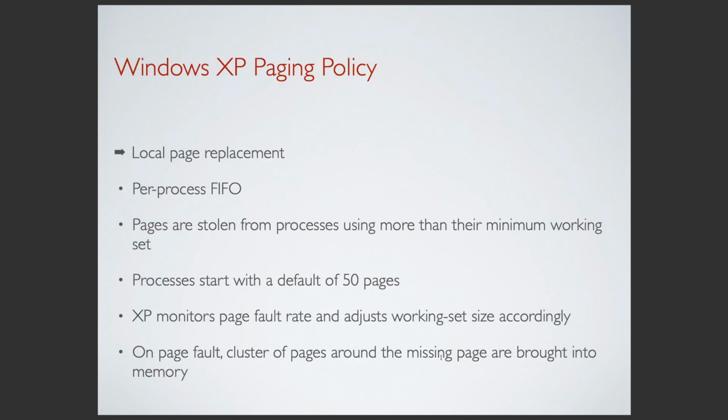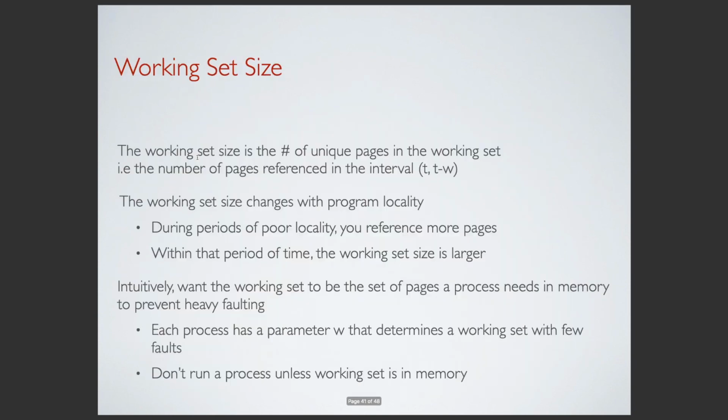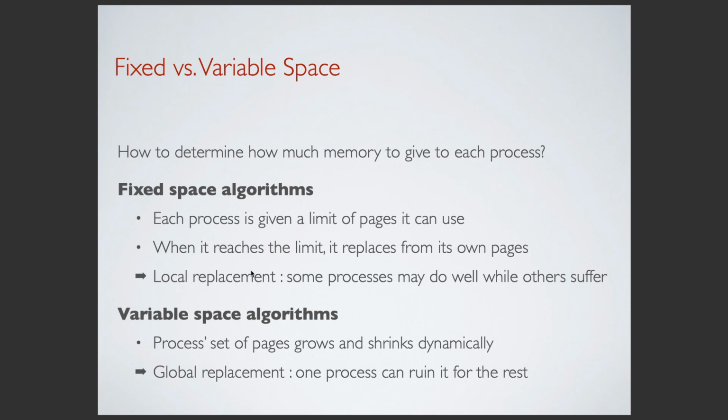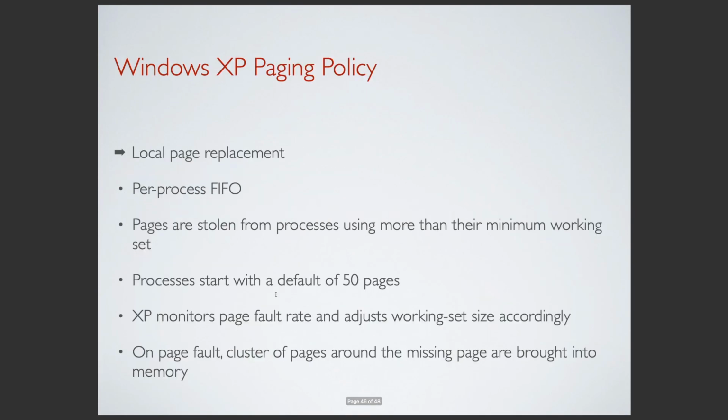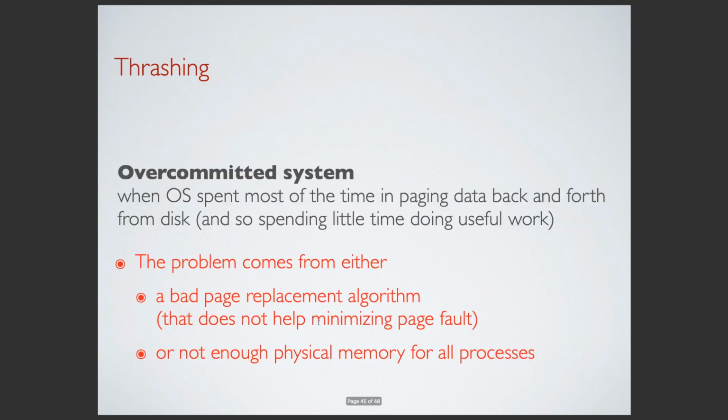So to conclude, I'm going to talk a little bit about what's going on in Windows and Linux. They have two different strategies. Windows uses local page replacement. It means that each process is given a page limit. Here you see, a process starts with a default of 50 pages. We give a page limit, and then Windows XP tries to monitor the page faults and adjust the working size. That's exactly what I was telling you here, right?